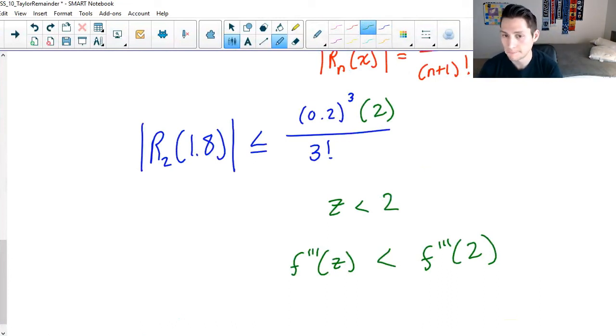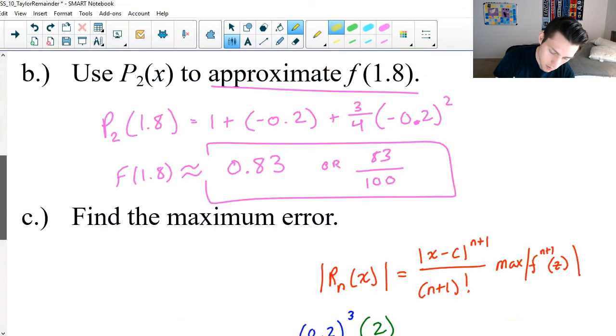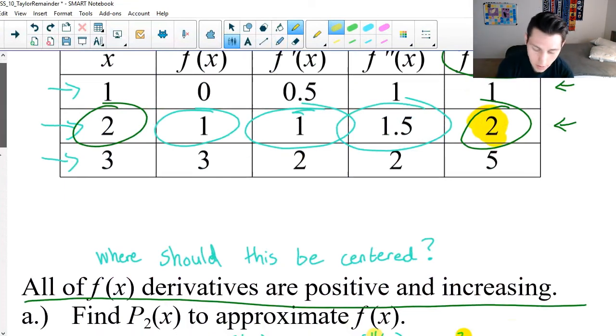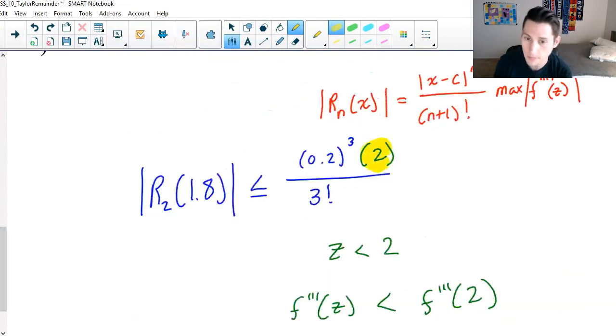All right, so that's why I'm using this 2 as my maximum value. It's not the fact that it's centered around 2. I know it's kind of confusing, but that's just a coincidence. The 2 that I'm talking about is the third derivative of 2, or the third derivative evaluated at 2, I guess, to be more specific. That's where this 2 comes from.